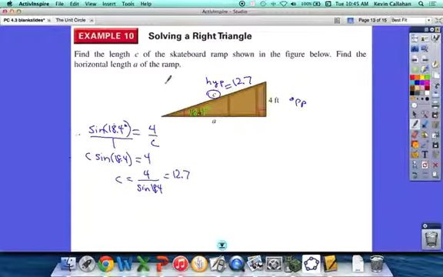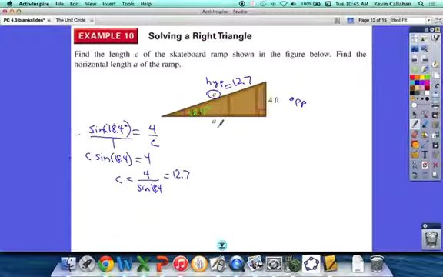Okay, what if I wanted to solve for A? With respect to this angle, this is the opposite side and this is the hypotenuse. Which of the three trig functions uses those two sides? Sine, that's why. Okay, what if you had to find A? If we had to find A, then we could have said the tangent of 18.4 is 4 over A, and then work that out.